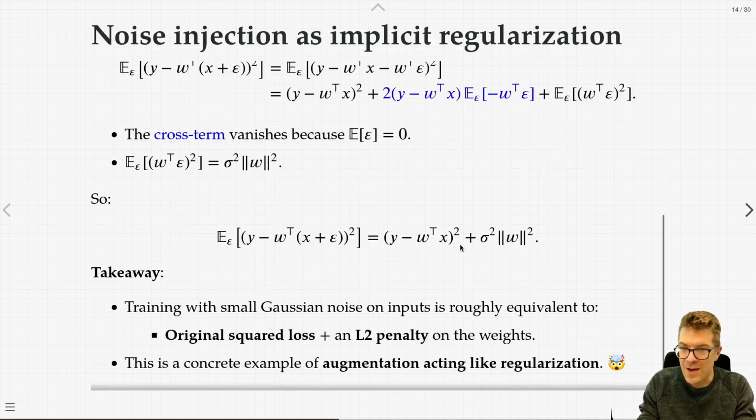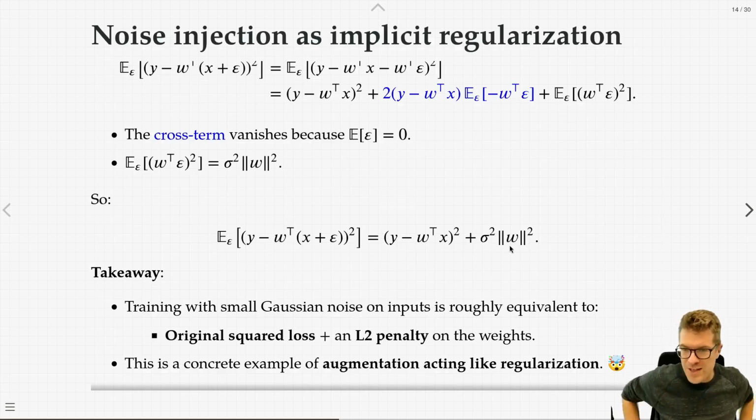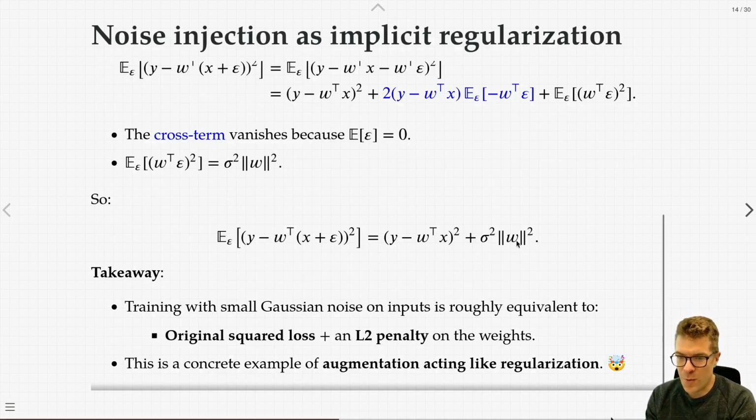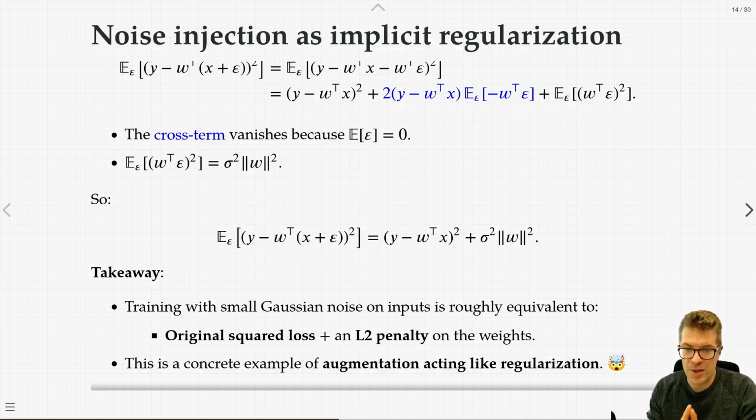And you might recognize this. This is almost exactly the L2 penalty, right, where we have the 2 norm of the weights back from the L1, L2 regularization module. So in other words, training with small Gaussian noise added to inputs is roughly equivalent to the original squared loss plus an L2 penalty of the weights. In this case, weighted not by lambda, but by sigma squared.